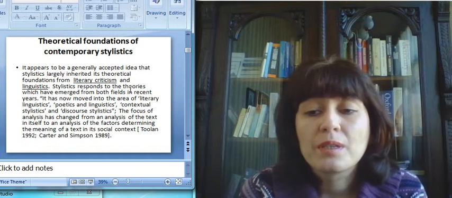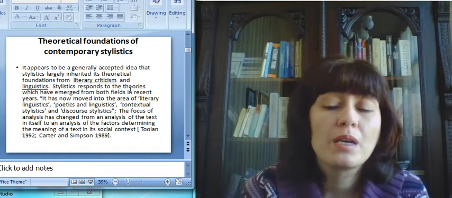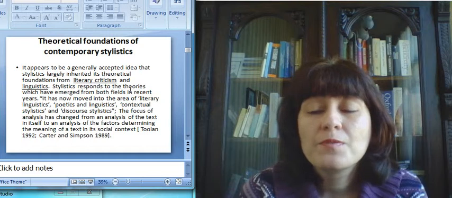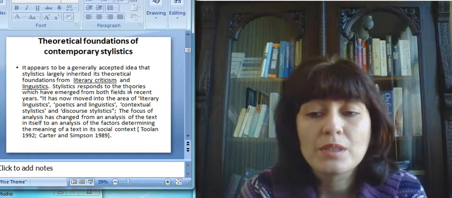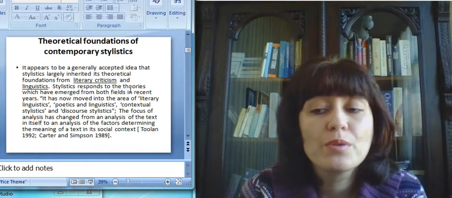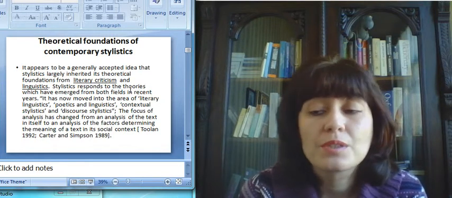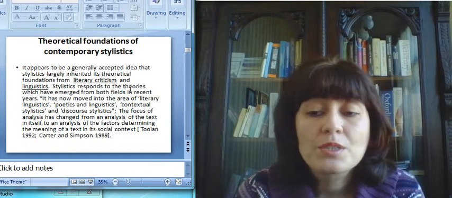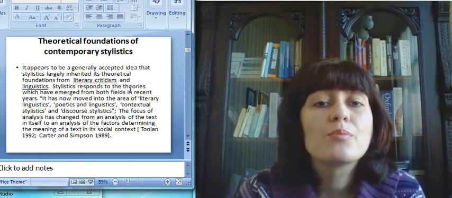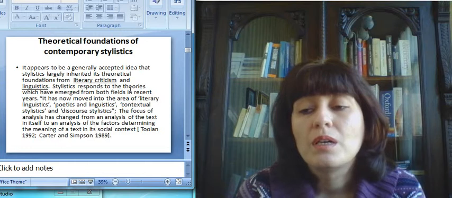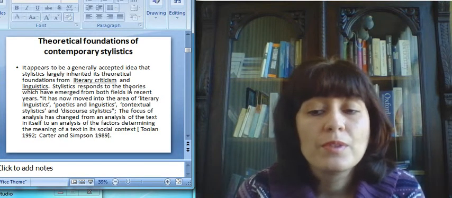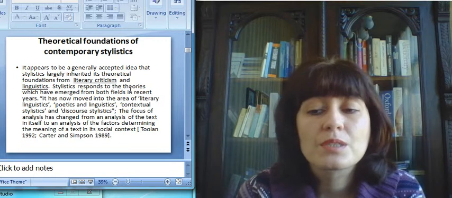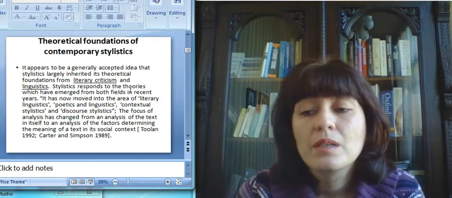So stylistics largely inherited its theoretical foundations from contemporary literary criticism and linguistics. These fields have moved on, and stylistics needs to respond to the new ideas which have emerged from both fields in recent years. Within the last 20 years, it has undergone a profound revolution.